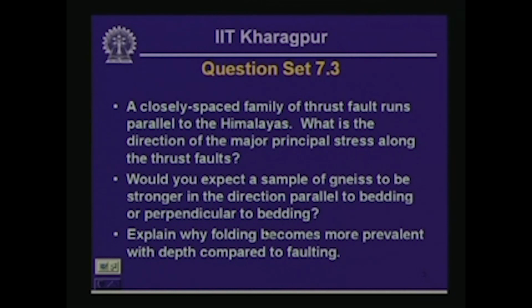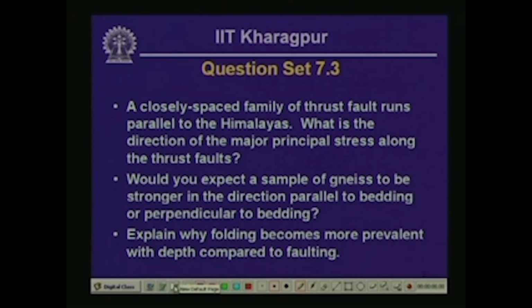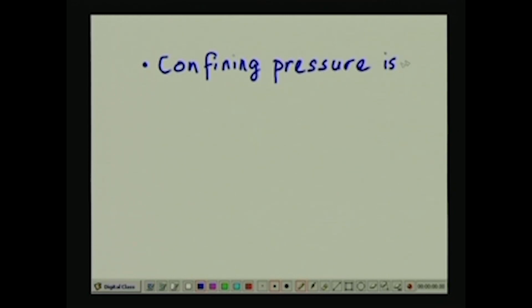The third question was: explain why folding becomes more prevalent with depth compared to faulting, and this is something to do with the brittleness of the stress strain behavior of rock. What we have seen from previous lessons is that a rock is going to behave in a brittle manner provided the confining pressure is low, that means the rock is at a shallow depth below the surface of the earth.